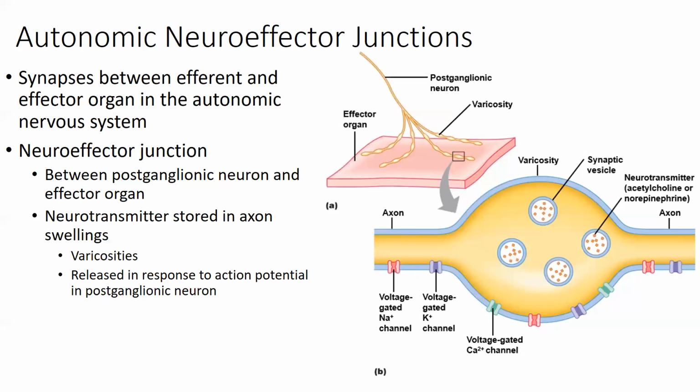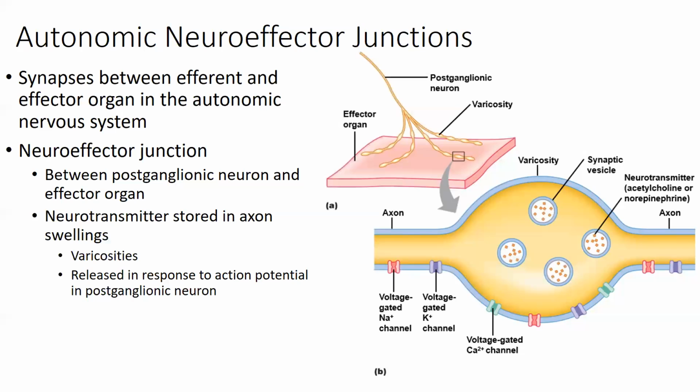Now, the second difference between a normal neuron-to-neuron synapse and the neuroeffector junction is going to be the width of this cleft. So it's going to be a much greater distance to travel than in a normal neuron-to-neuron synapse, okay? So those are the two differences. One is that there are not axon terminals here. Two, the width of the cleft here is different.